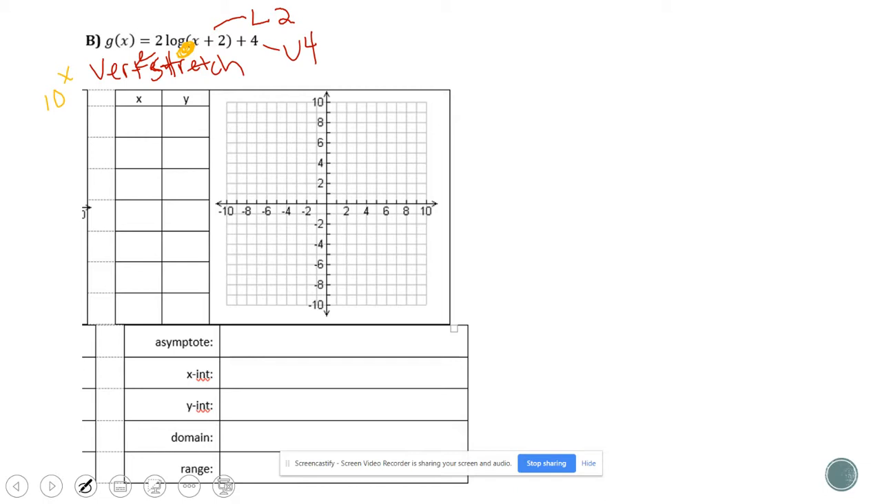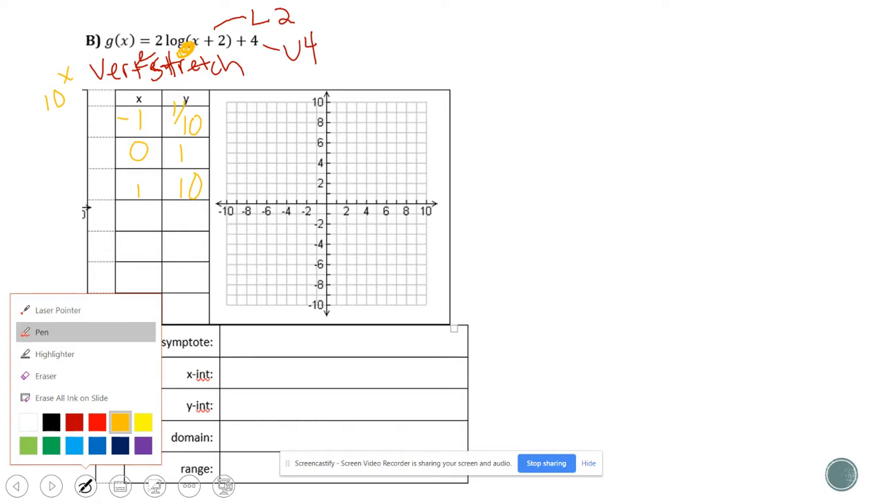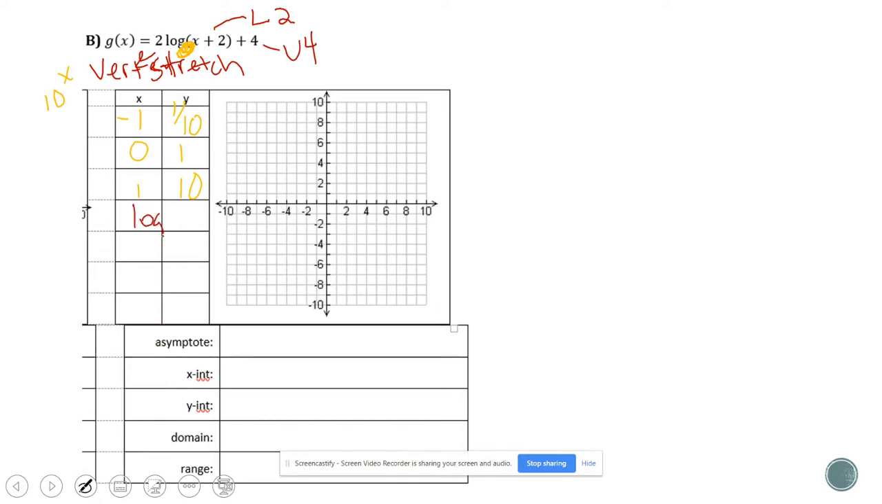So we're going to start with 10 to the x. Negative 1, 0, and 1. So that's 1/10, 1, and 10. Our log base 10, 1/10, 1, 0, 10, 1.